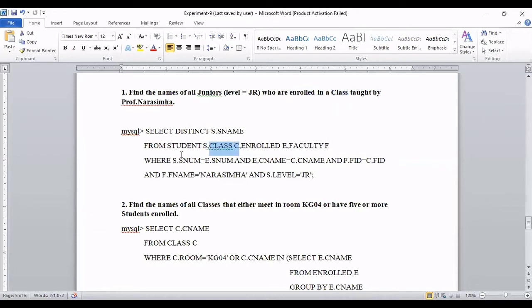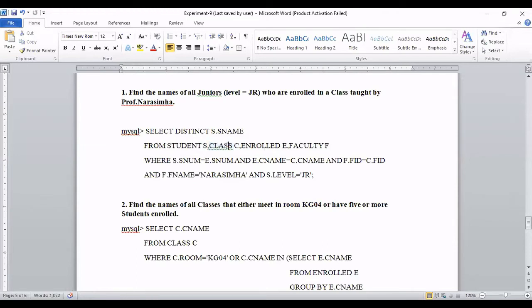Now say how these 4 tables will be joined. So this is an equi join operation. Student will be joined with enrolled, with the common attribute: s.snum equal to e.snum. Then enrolled will be joined with class. How? e.cname equal to c.cname.